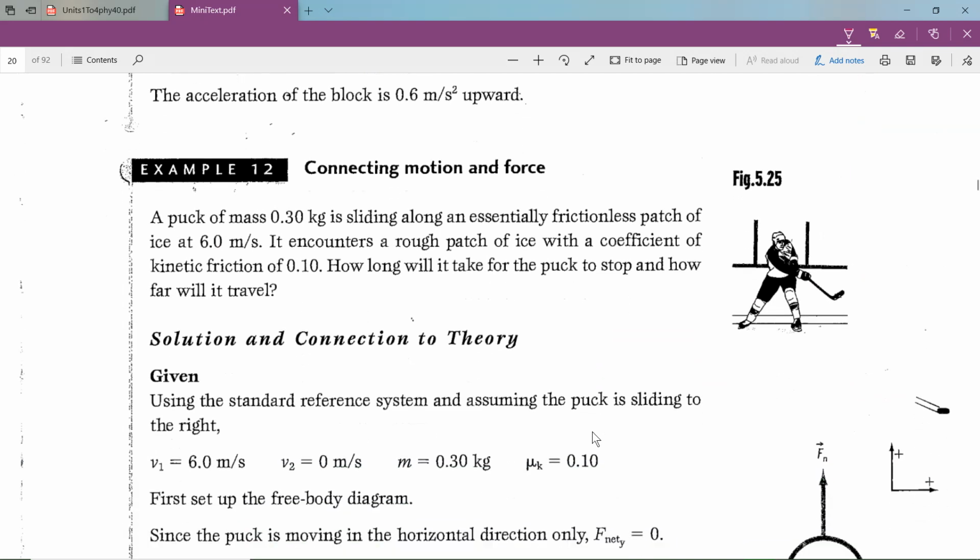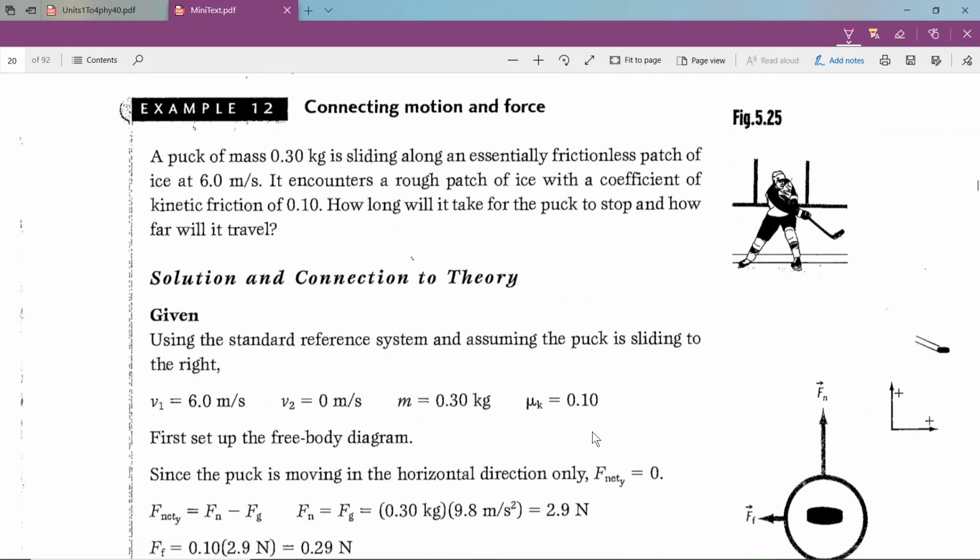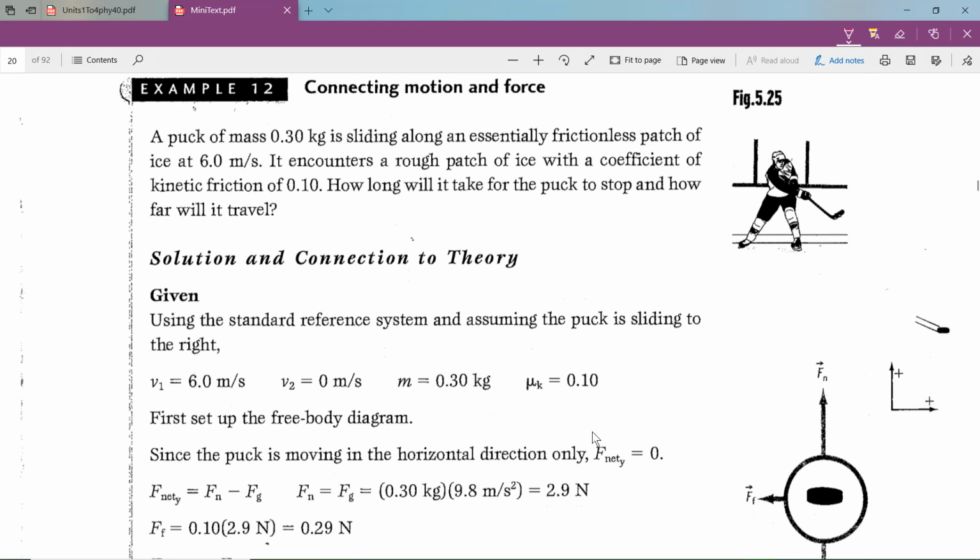Okay, let's try another one, just straight from the mini text here. We're having a hockey player, maybe he plays for the Jets, I don't know. Is there hockey now? I don't know. A puck of mass 0.3 kilograms is sliding along an essentially frictionless patch of ice at 6 meters per second. Then the puck encounters a rough patch, don't we all, of ice with a coefficient of kinetic friction of 0.1. How long will it take for the puck to stop, and how far will it travel?